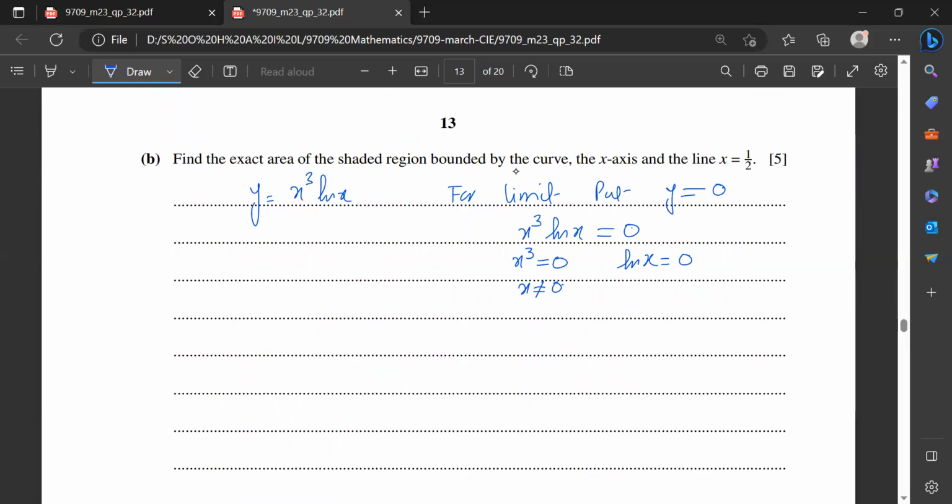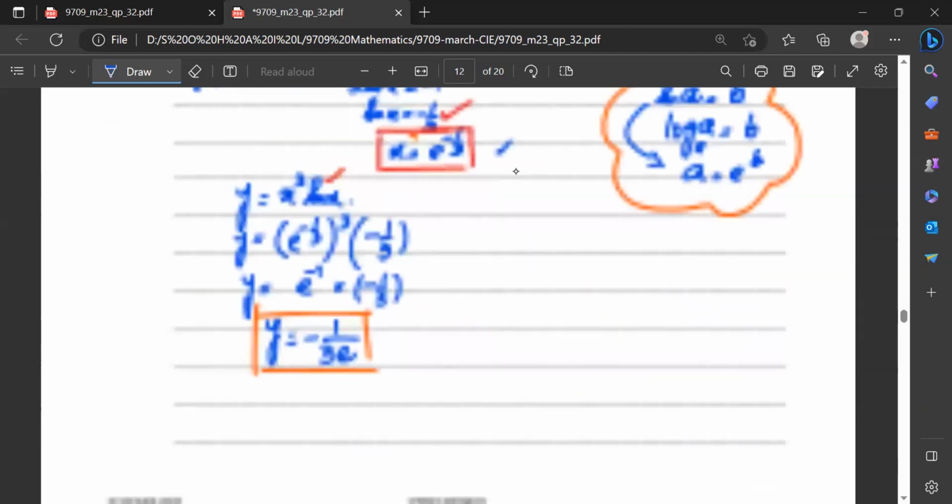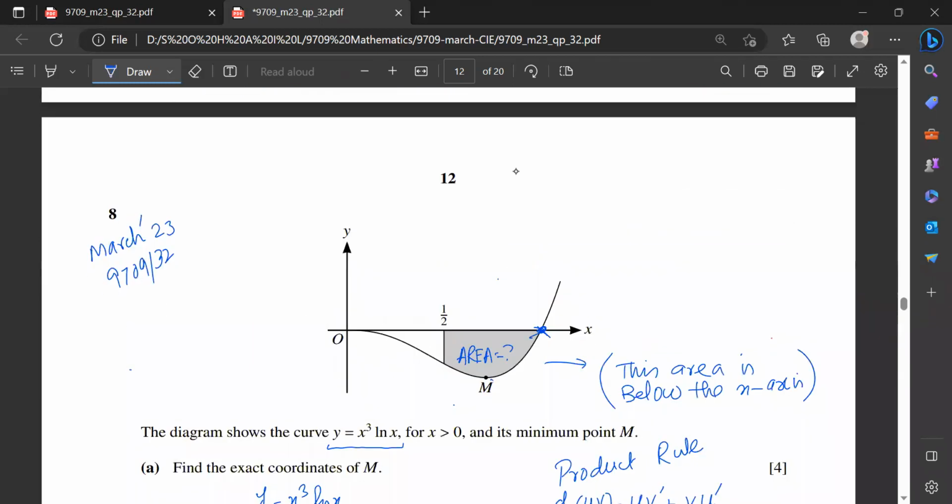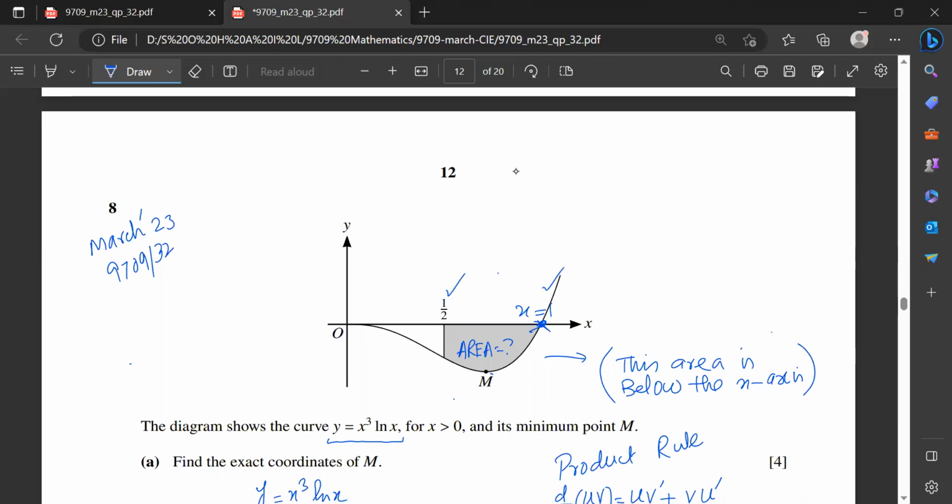So here, how to find the value of x? Simple, using the definition. It is e to power 0, exponential of e power 0, x is equal to 1. This is the upper limit. This is the upper limit for this area. So this is x is equal to 1. So from 1 over 2 to x equals to 1, and the area is below the x-axis.